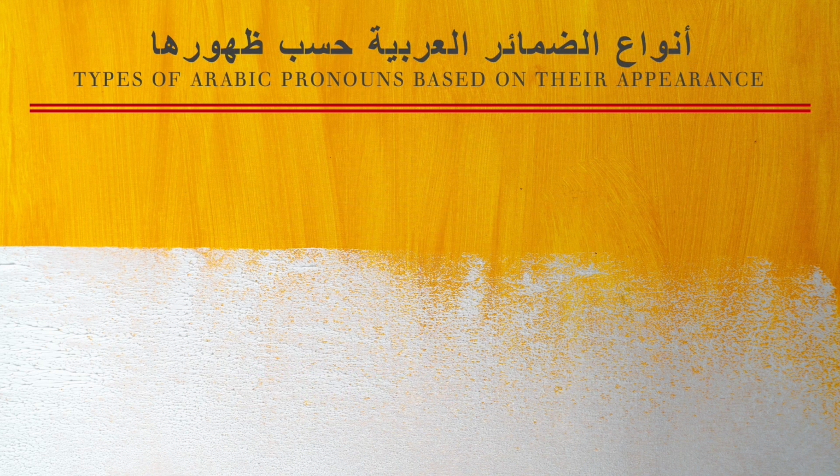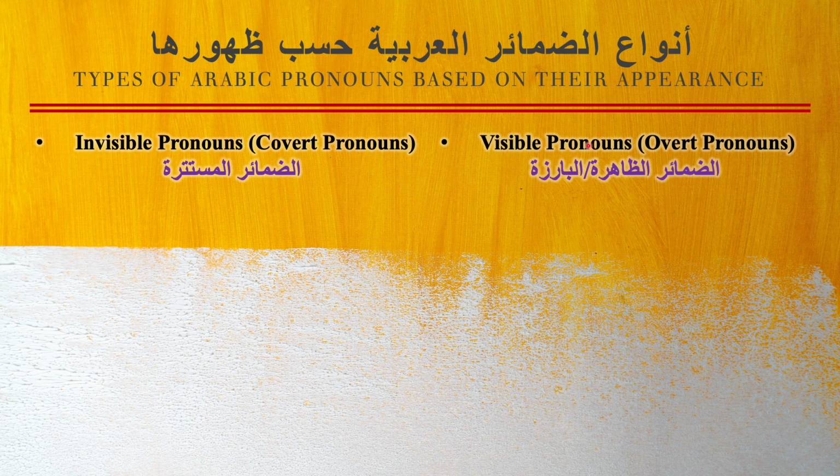Here I would like to show something so important and basic about the Arabic language. It's very important to know it before we go to all the lessons about the different verb formats, verb phrases and non-verb phrases in Arabic, when we understand the different types of Arabic pronouns. The types of Arabic pronouns based on their appearance are classified as visible pronouns, overt pronouns, and invisible pronouns, covert pronouns. The visible pronouns or the prominent pronouns are called in Arabic الضمائر الظاهرة. The invisible pronouns, الضمائر المستترة.